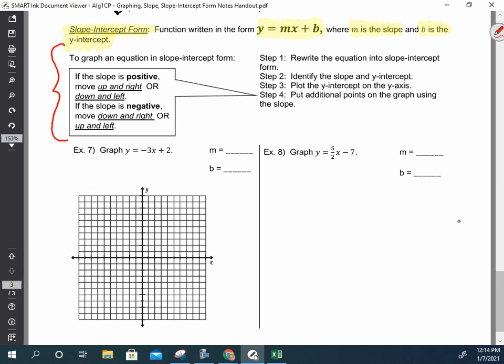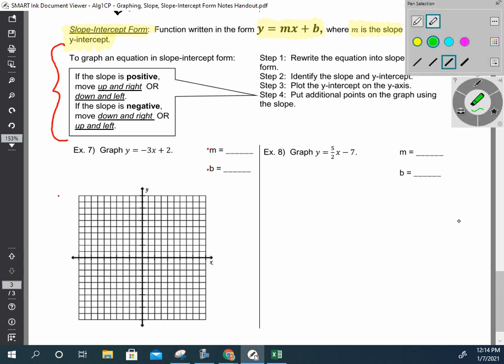So, example 7. We have y equals negative 3x plus 2. We're going to identify the slope, identify the y-intercept, and we're going to do the graph. So, we're definitely going to be looking for example 7 and 8.